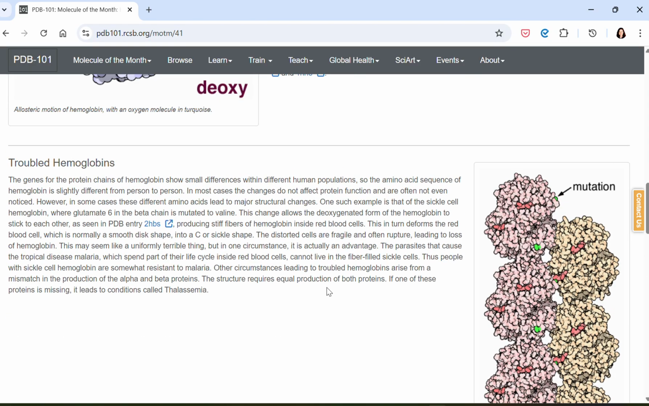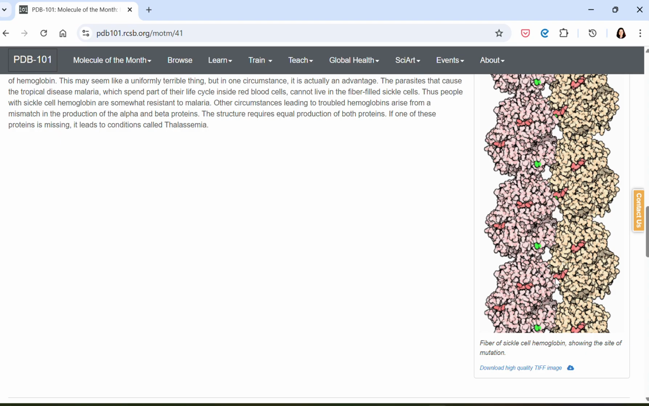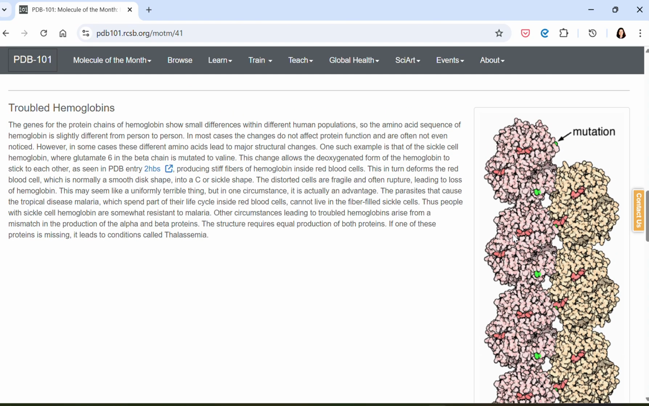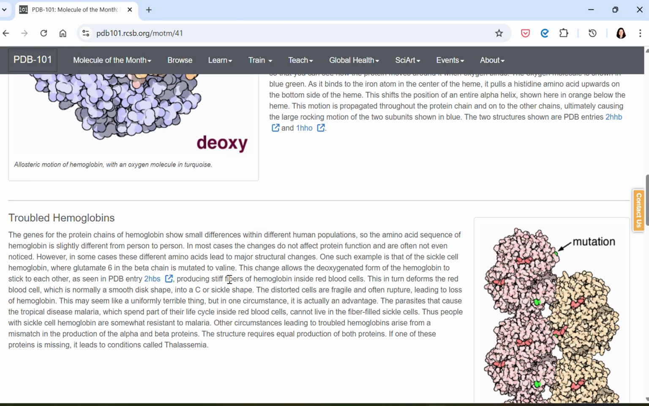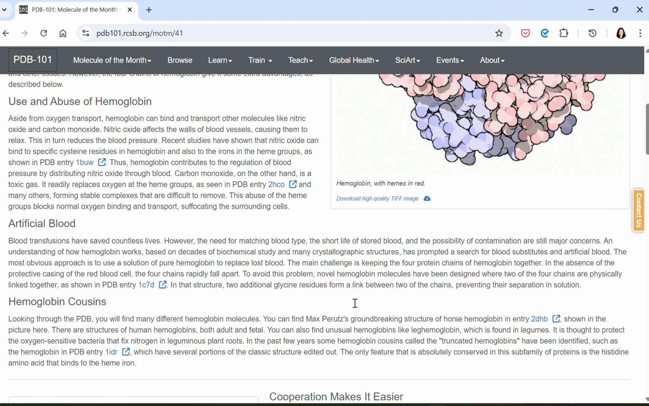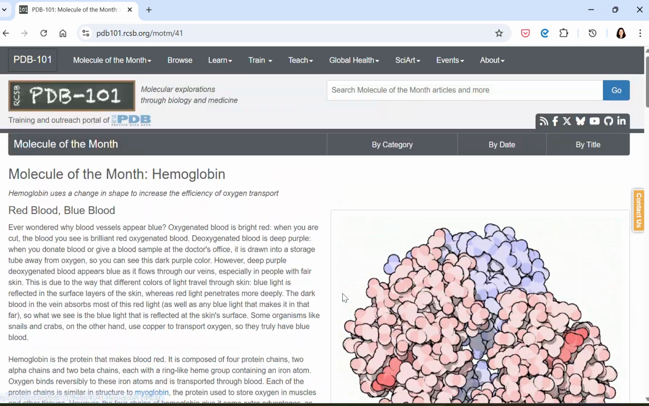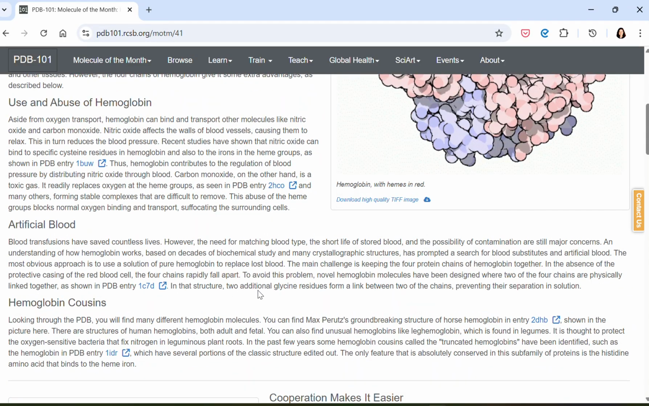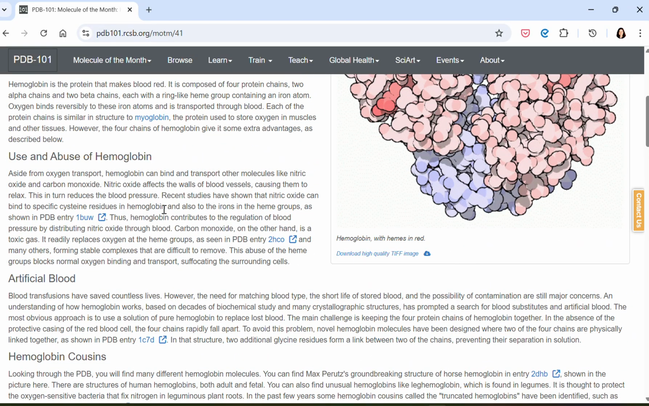So now we talked about the sickle cell hemoglobin, and this is the shape of the sickle cell hemoglobin, which is in a fiber shape, and it forms fibers inside the red blood cells, which prevents their motion in the capillaries. So now we can look at different configurations of hemoglobin.